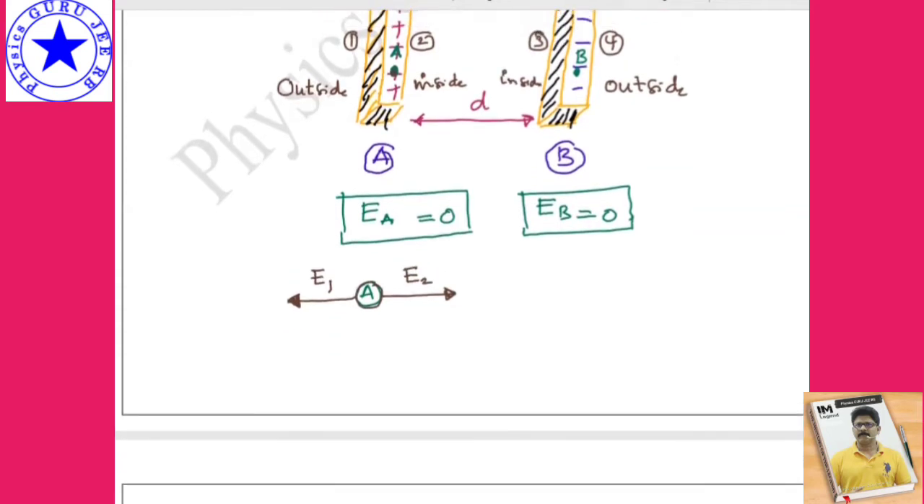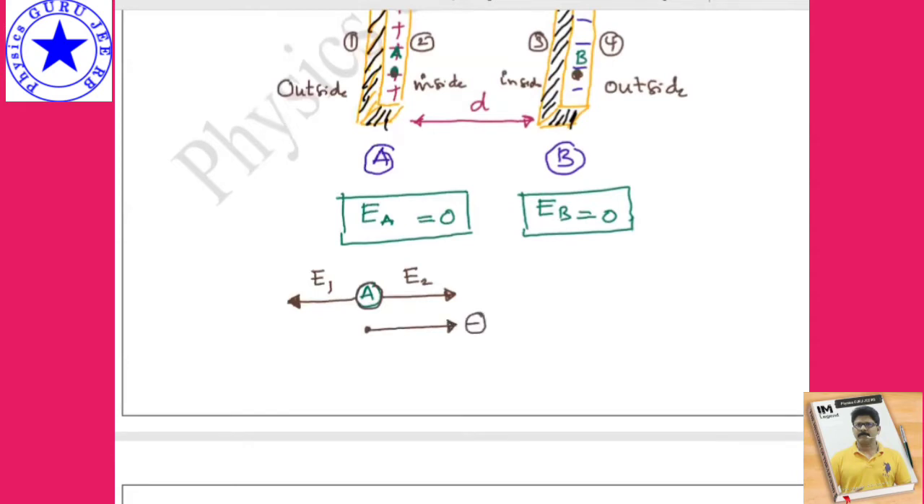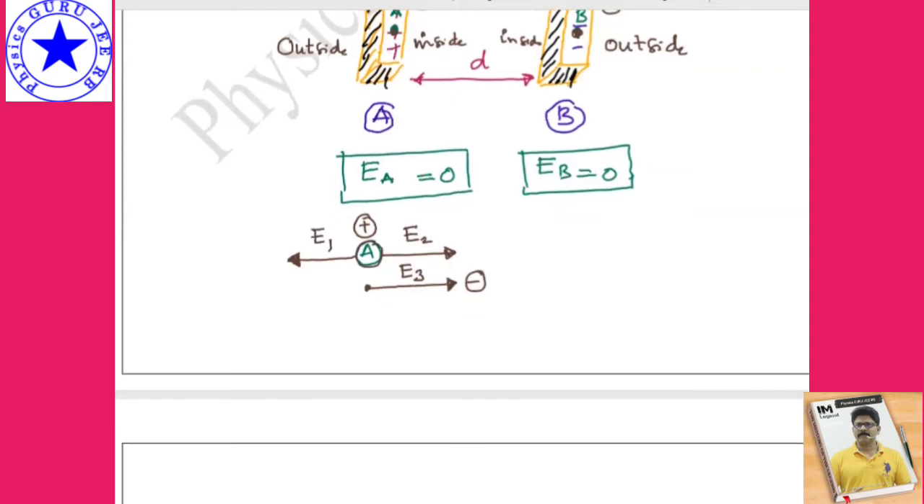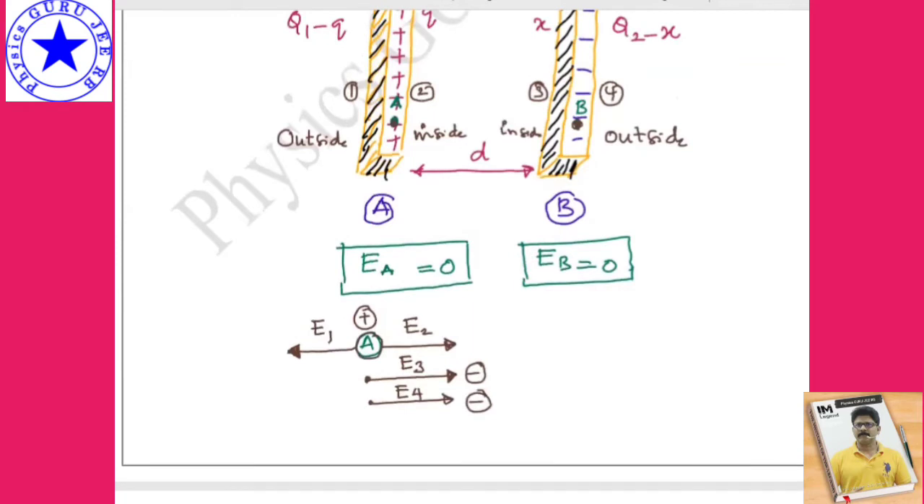Now due to plate B, we also have two electric fields, E3 and E4. At this particular point A, E3 is towards the negative charge. Carefully, towards the negative charge, since these are the negative charges. So E3 is towards the negative plate. Similarly, E4 is also towards the negative plate. This is the total electric field acting at that particular point.